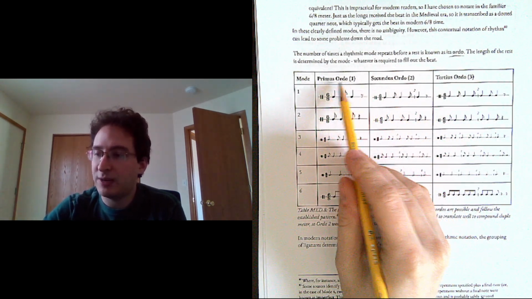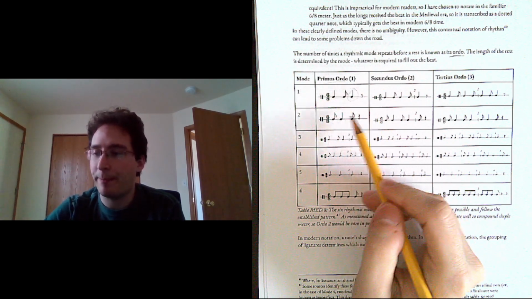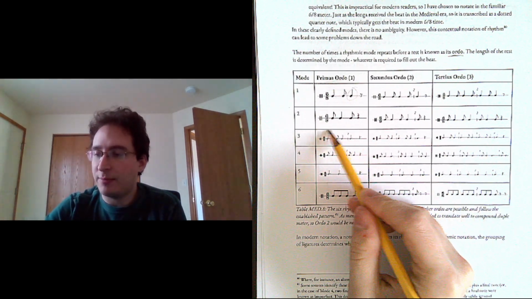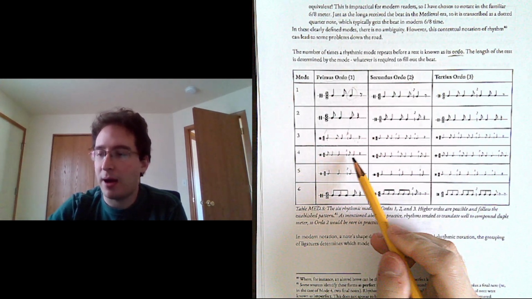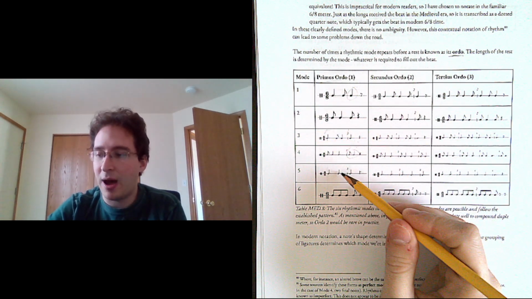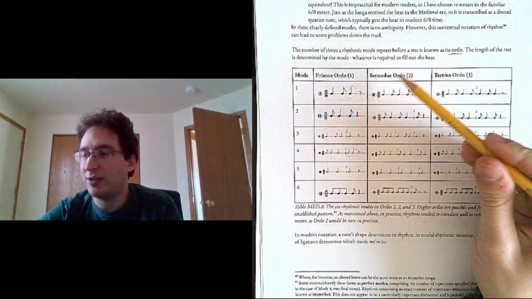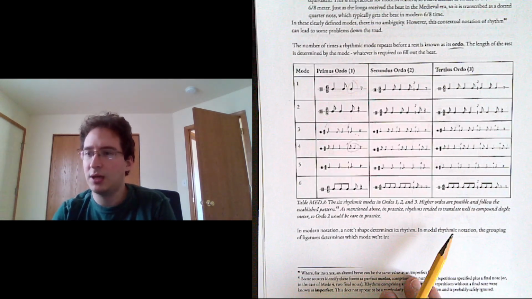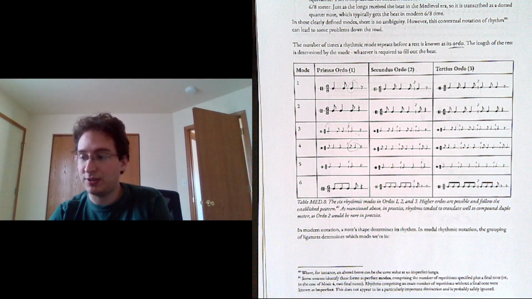So here we have the primus ordo, just one pattern, and you'll note that it ends with an extra note. So again, the strict pattern is the same, and then we add that extra note on the end. Here we add two extra notes on the end, but it fills the beat. If you add another iteration of the pattern, that becomes secundus ordo, and then tertius ordo, or tertius ordo, probably, in ecclesiastic Latin.